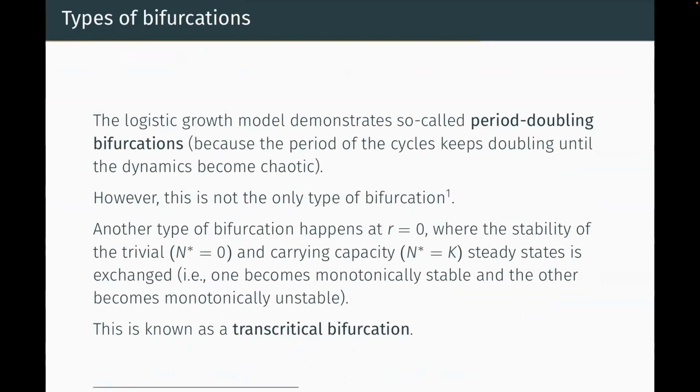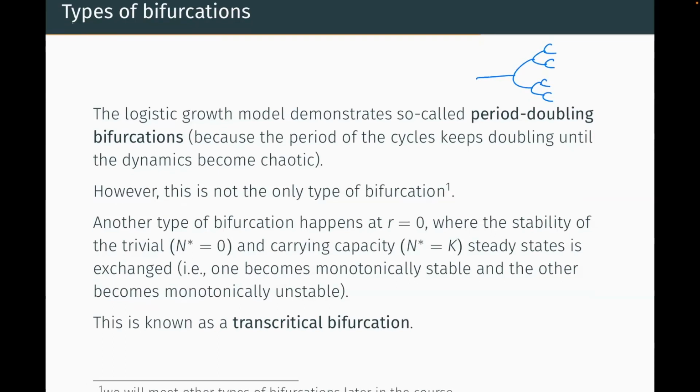Usually it will look something like this on a numerical diagram, where each time we're doubling. So we're seeing these bifurcations like this. This isn't the only type of bifurcation though, and we're going to meet lots of different types during this course. Usually bifurcations are quite interesting because they're telling us about some sort of qualitative fundamental change in the dynamics of our system.